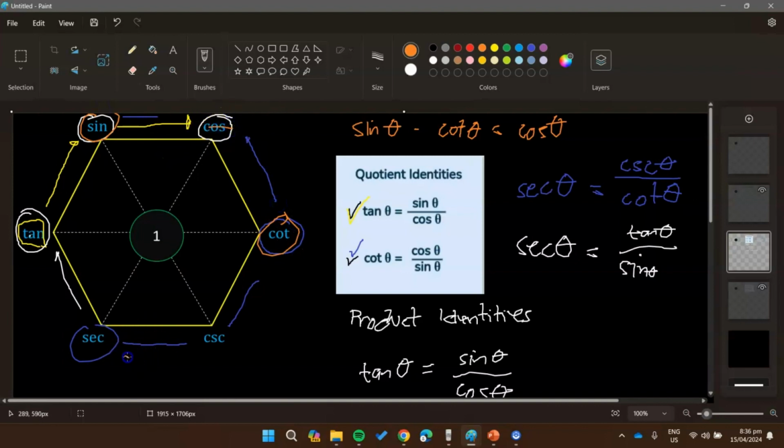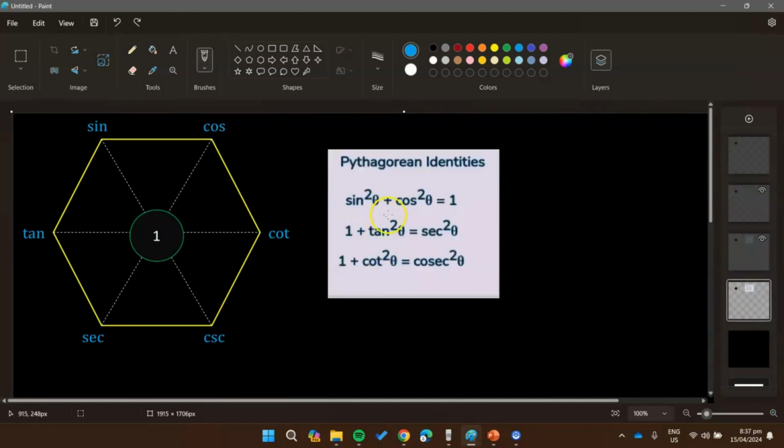What about if you're going to make use of these three endpoints? So we have cot times secant. That will give you cosecant. So let's do Pythagorean identities. Now we have here the first identity, sine squared plus cosine squared is equal to 1. Now how do we make use of our hexagon to easily remember this one?